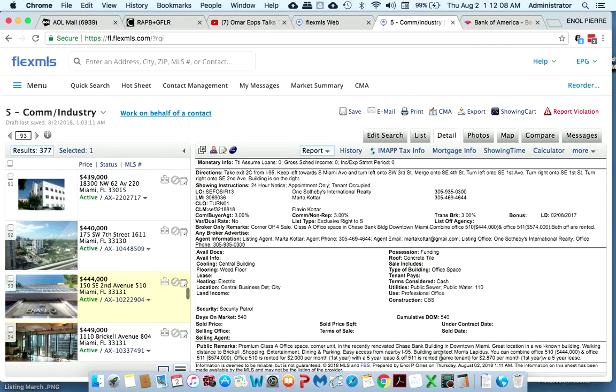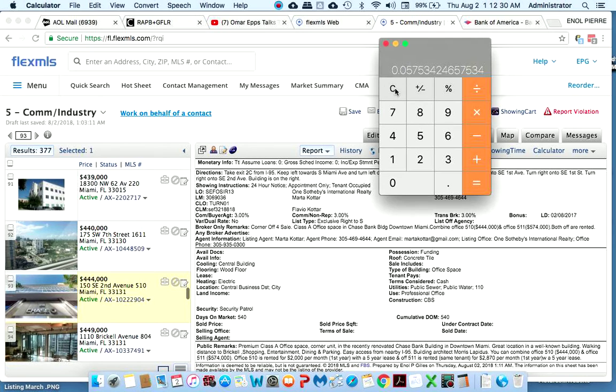You can combine office 510, 444,000. Office 510 is rented for 2,000 a month. First year with a 5-year lease, 510 is rented 2,800 a month. 5-year lease. So let's look at this cap rate. So we got 2,000 plus 2,870. So 2,000 plus 2,870.